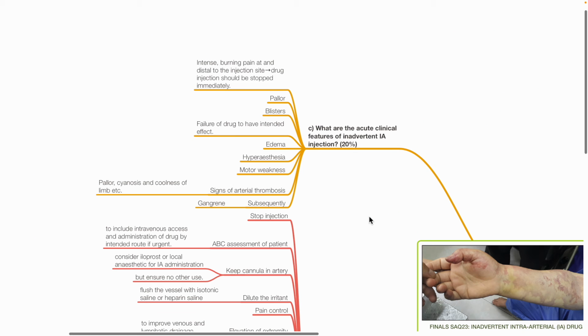C. What are the acute clinical features of inadvertent intra-arterial drug injection? These include intense burning pain at and distal to the injection site. The drug injection should be stopped immediately if this occurs. Pallor, blisters, failure of drug to have intended effect, edema, hyperesthesia, motor weakness, signs of arterial thrombosis, such as pallor, cyanosis and coolness of limb, and subsequently gangrene.